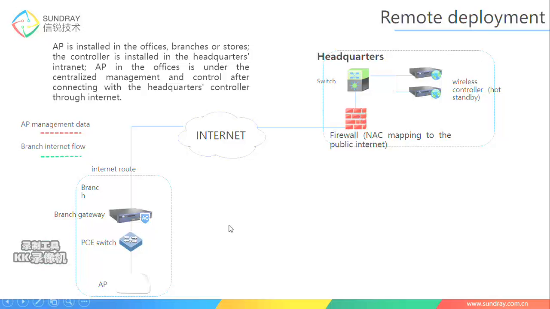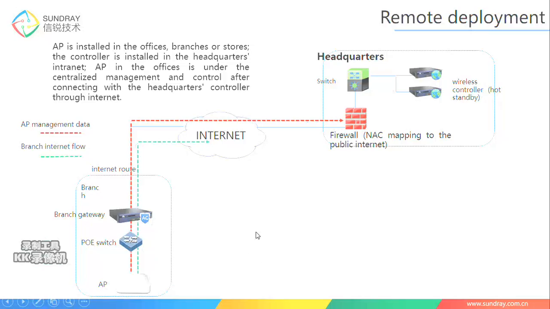Then for the remote deployment, we can deploy 1 controller in the big branches, so we can use centralized management for managing the controllers and also the access points. So this is the control tunnel from AP to the controllers, and this is the data from AP.